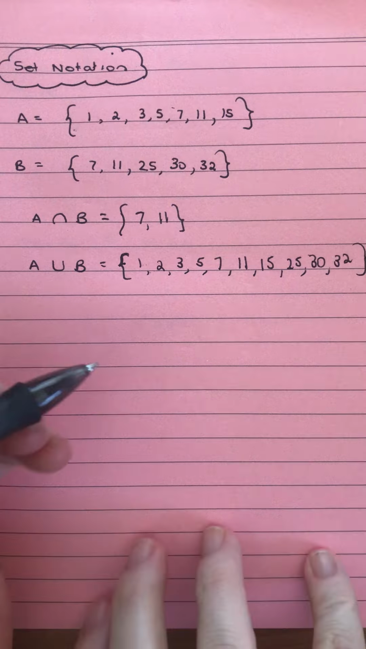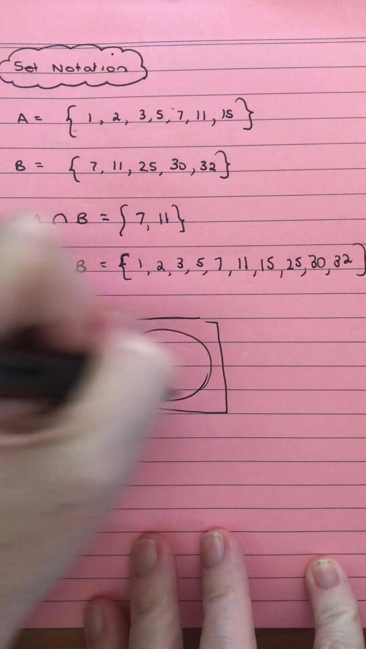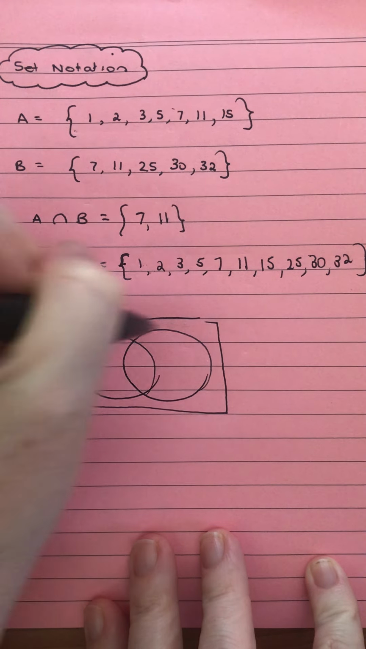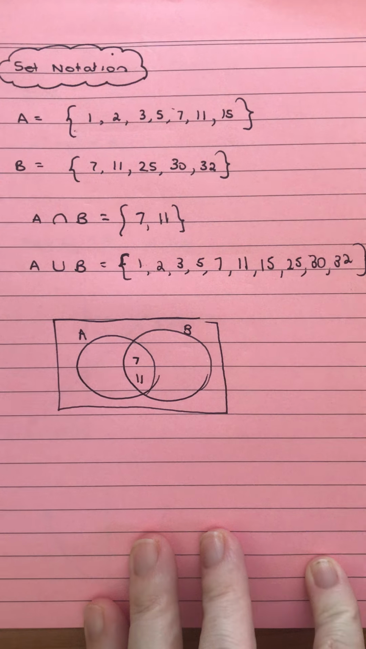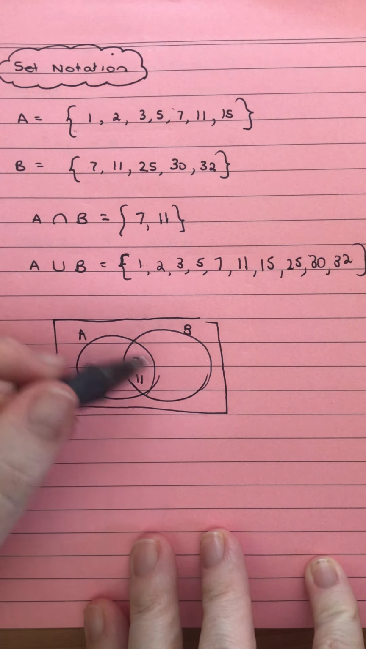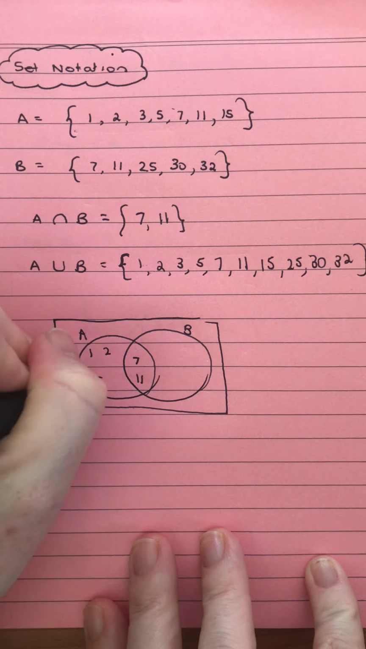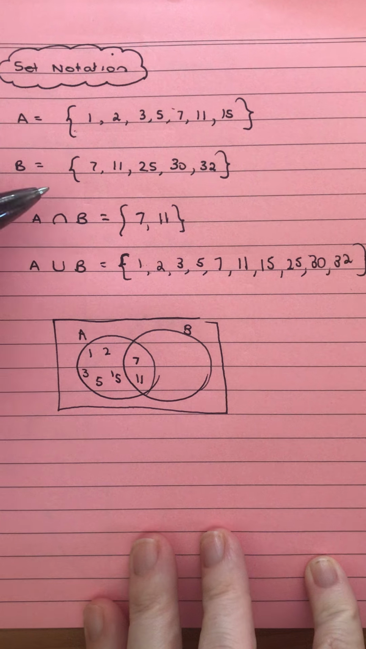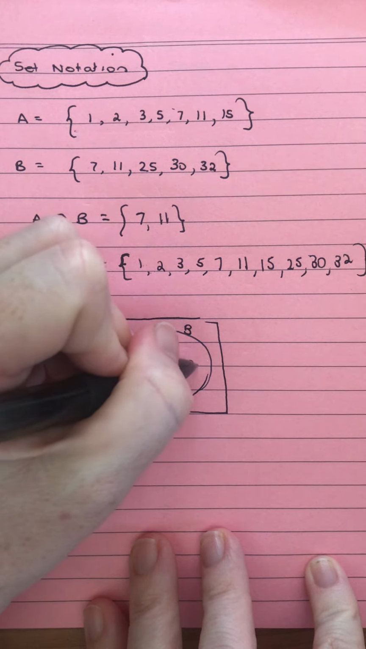If we were looking at that in terms of a Venn diagram, we would have our A, our B. The overlap, the 7, 11, goes in the intersection there, or the overlap between the two circles. Then we would have the 1, 2, 3, 5, and 15 in that side. And then we would have from B the 25, 30, 32 there.